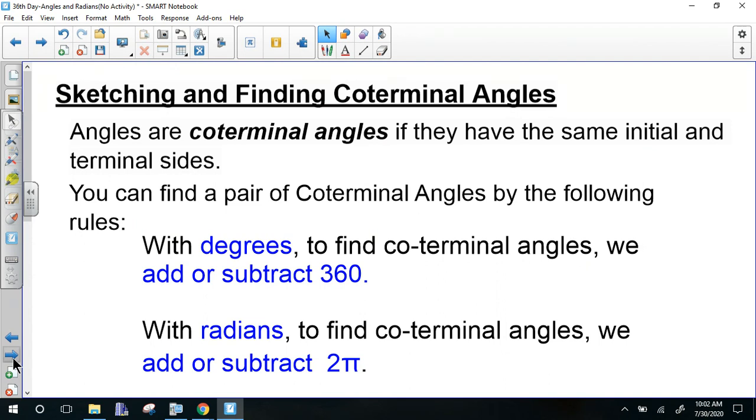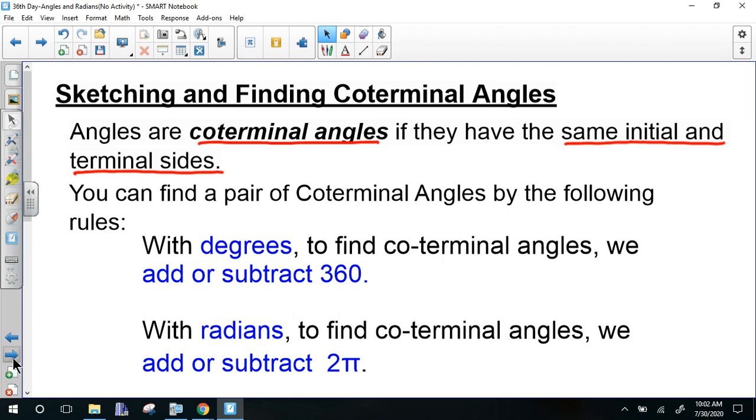Need to mention coterminal angles and how to draw them. Angles are coterminal angles if they have the same initial and terminal sides. Same initial and terminal sides. So in order to have the same initial and terminal sides, they would have to go around the circle one more time, or go the other way, negative, or go positive, a multiple number of times to be in that same spot.